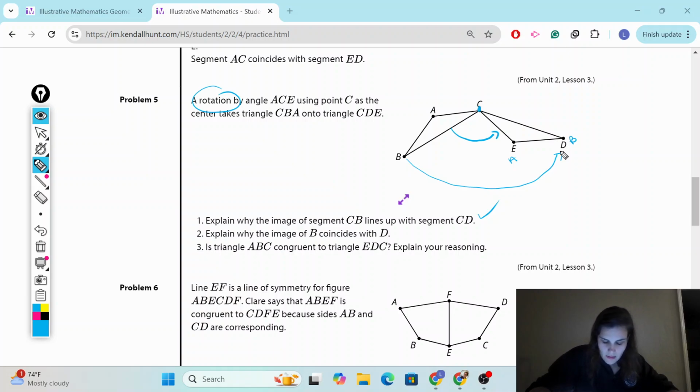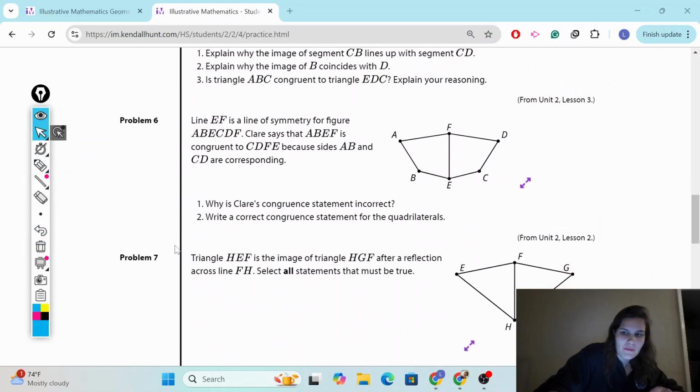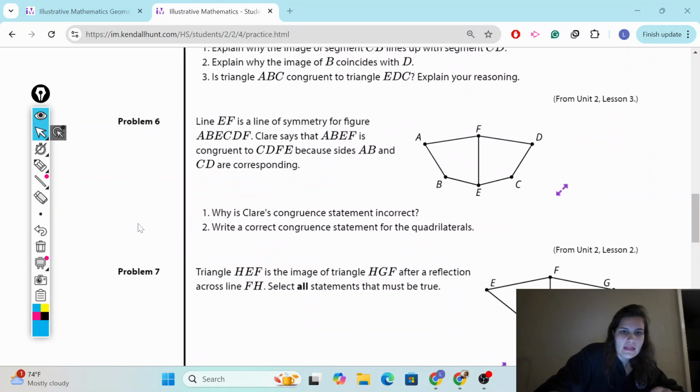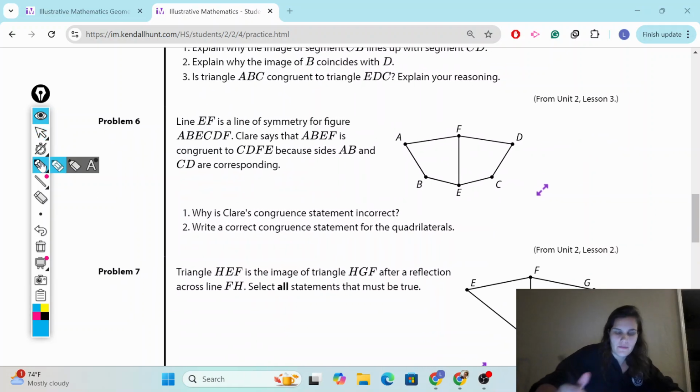Finally, is triangle ABC congruent to triangle EDC? It's a rotation. Let's double check that our letters are in order. ABC, EDC. Yep, our letters are corresponding. It's a rotation. Rotation is rigid motion. Rigid motion means congruent. All right, let's go on to the next question. Problem number 6. Line EF is a line of symmetry for figure ABECDF.